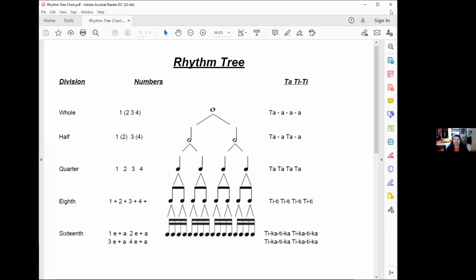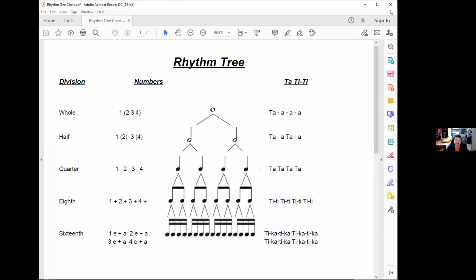And the other nice part is the differentiation of syllables for each rhythmic value, which means that if it's a different division, it has a different syllable past a certain point, which makes it easier to keep them separate as you're reading through them. And it also accounts for those longer value rhythms with extended syllables, which we talked about before.